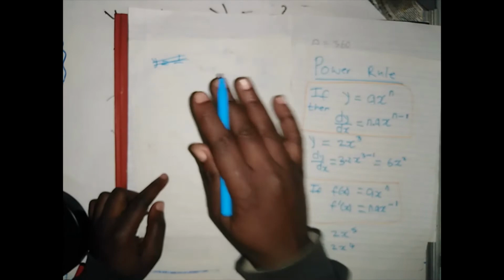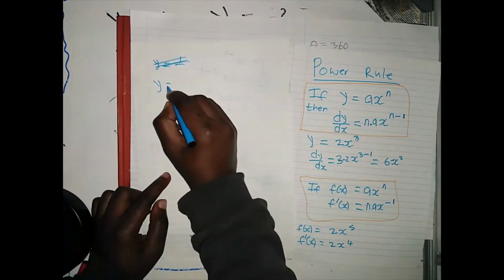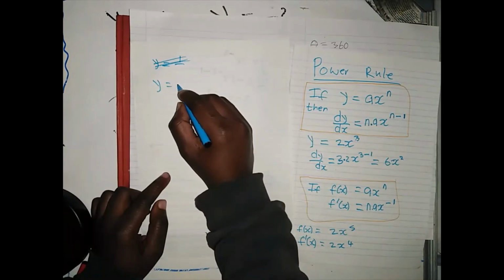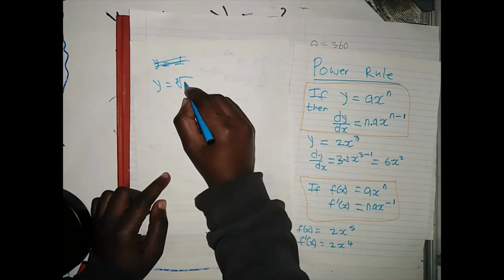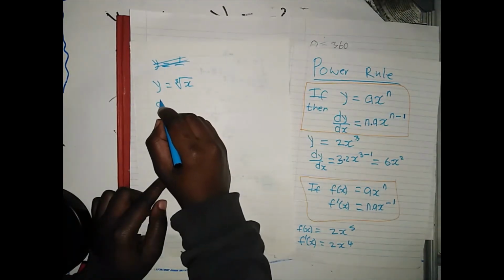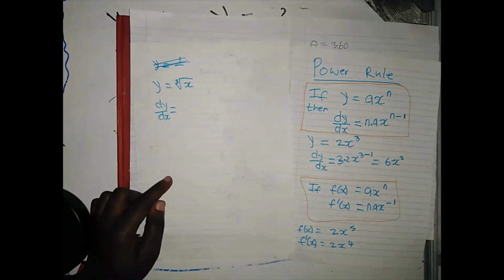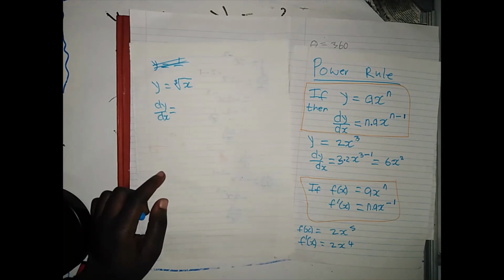Okay, let's wait for this to clear. So let's say we've got y equals 3 times the cube root of x, and they say you must find dy over dx. Okay, we have a rule. What is the rule? The power rule. So we need a power somewhere.